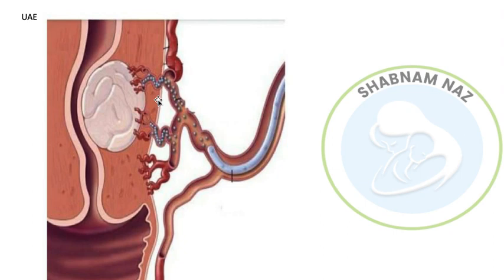How is it performed? It is performed under radiological guidance after selective catheterization of the uterine artery via one or both femoral arteries. Polyvinyl alcohol particles are injected to embolize the uterine vascular bed. It is performed under local anesthesia. No need of general anesthesia. So these are the polyvinyl alcohol particles which are used to block the vessels.